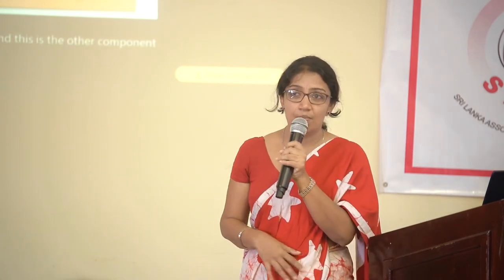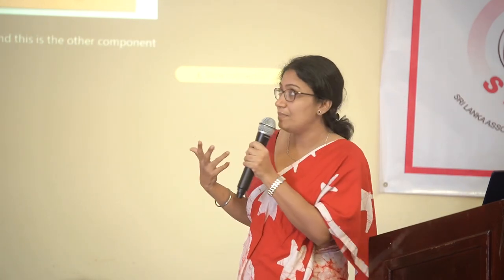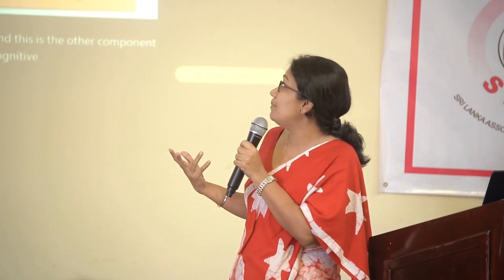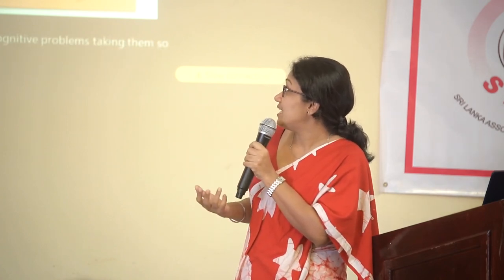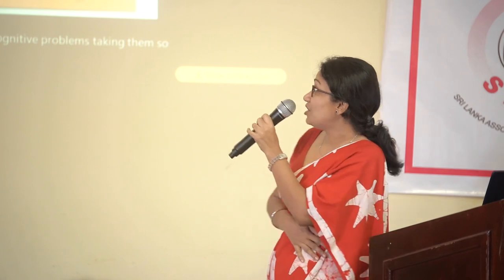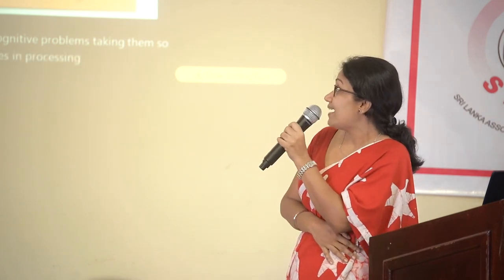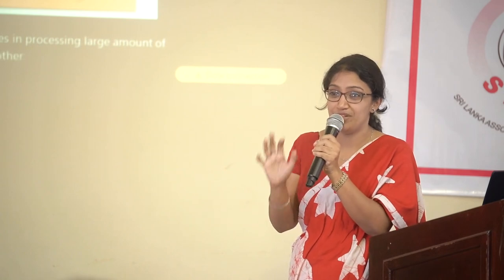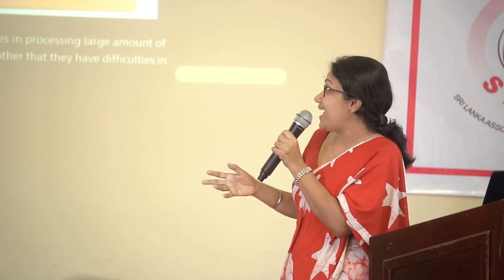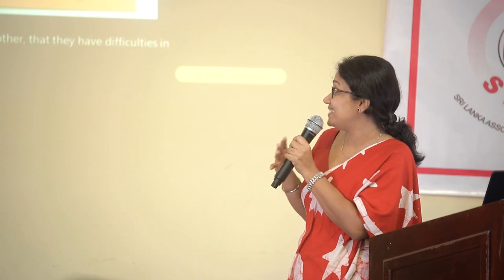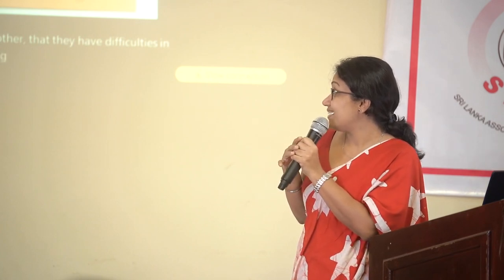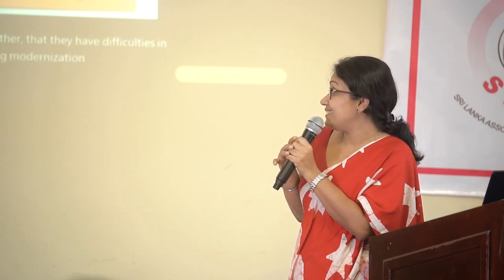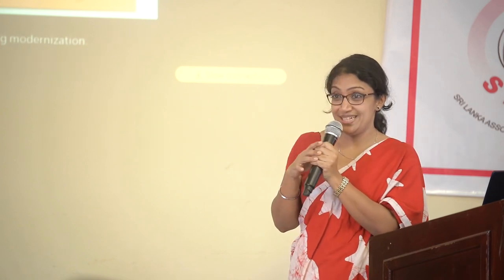Dilini mentioned the cognitive problems they can have. They can have limited ability to interpret social cues, difficulties in processing large amounts of information, working memory, and transition from one task to another. We know that they have difficulties in moving from one task to another, and in planning and prioritizing, organization, starting and completing a task, controlling impulses, and emotional regulation.